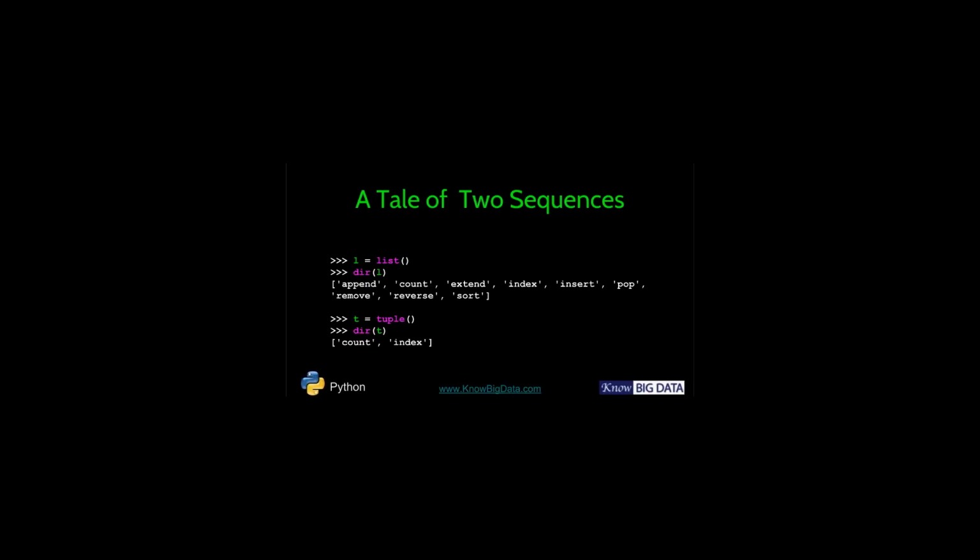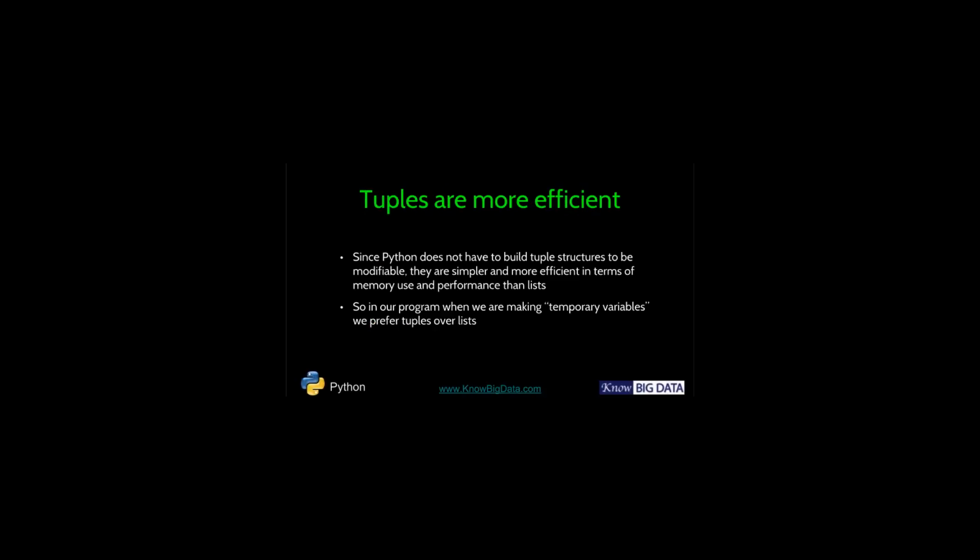So you can see that there is a list, L equals this list, and when you ask Python what are the various methods which are part of L, it will tell you that L has methods called append, count, extend, index, insert, pop, remove, reverse, sort, while tuple has only count and index, because tuples are immutable, and the reason for immutability is two.